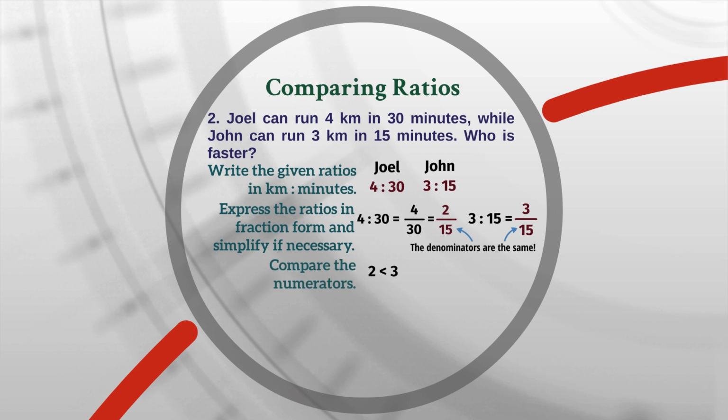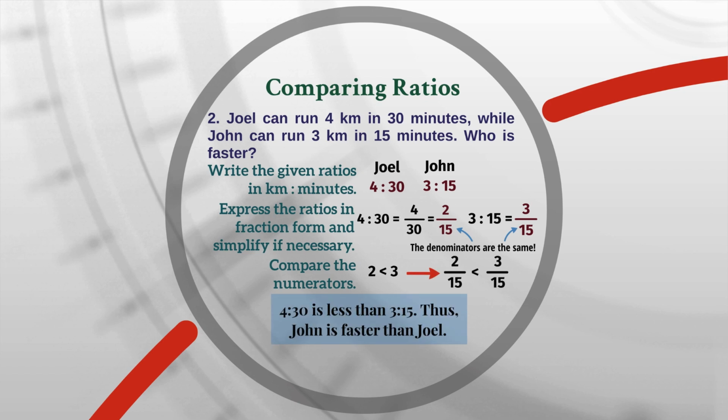Since 2 is obviously less than 3, 2/15 is less than 3/15. That means 4 to 30 is less than 3 to 15. Thus, John is faster than Joel.